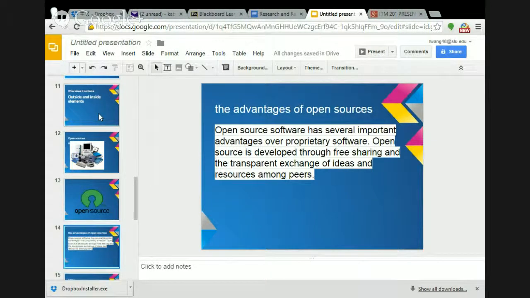And it also has several important advantages over proprietary software. Open source is developed through free sharing and the transparent exchange of ideas and resources among peers.